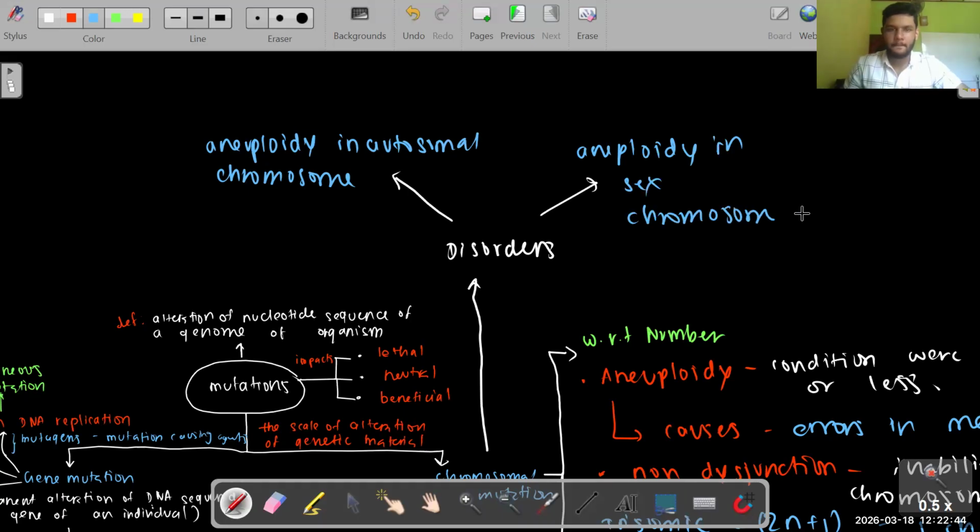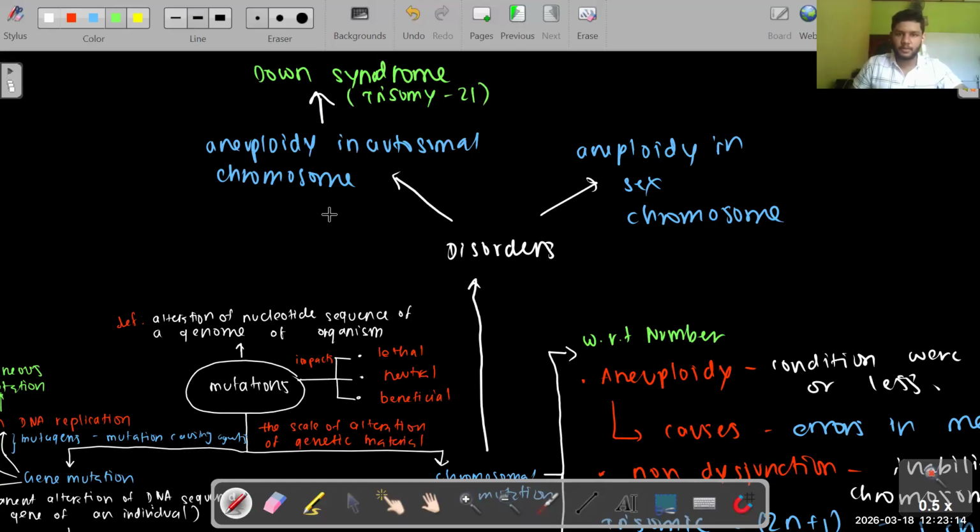When it is aneuploidy in autosomal chromosome, we have only one disorder. What is that? It is Down syndrome, right? Down syndrome is also called trisomy 21. It is a trisomic condition. Down syndrome is a trisomic condition in aneuploidy, so a trisomic condition in autosomal chromosome.